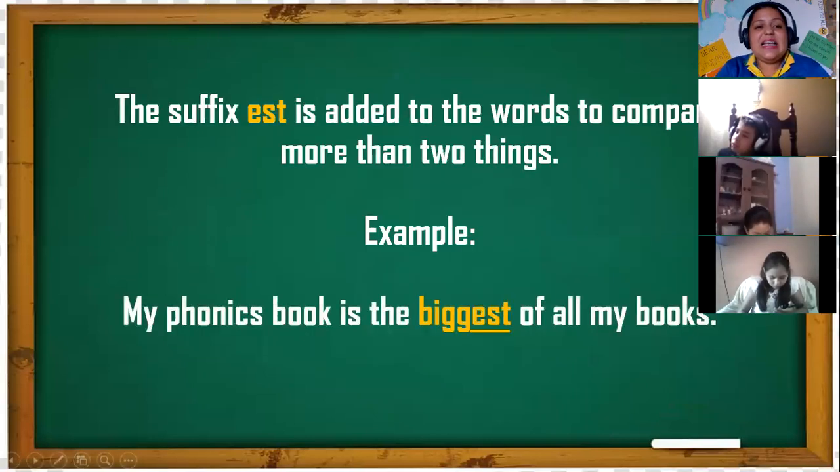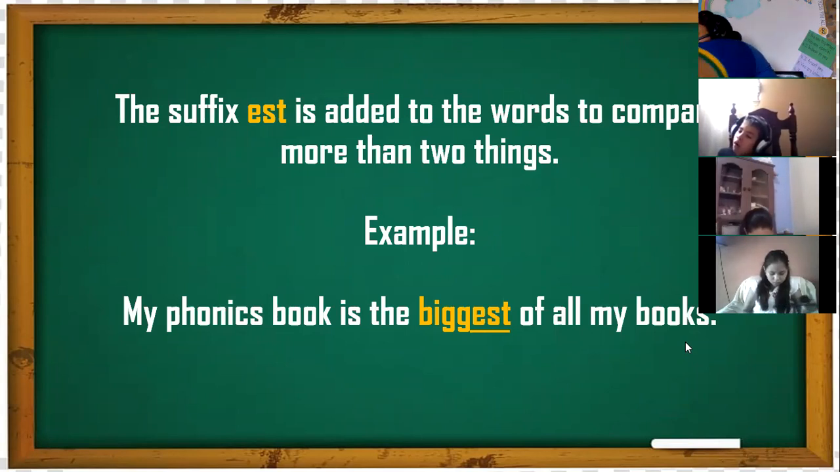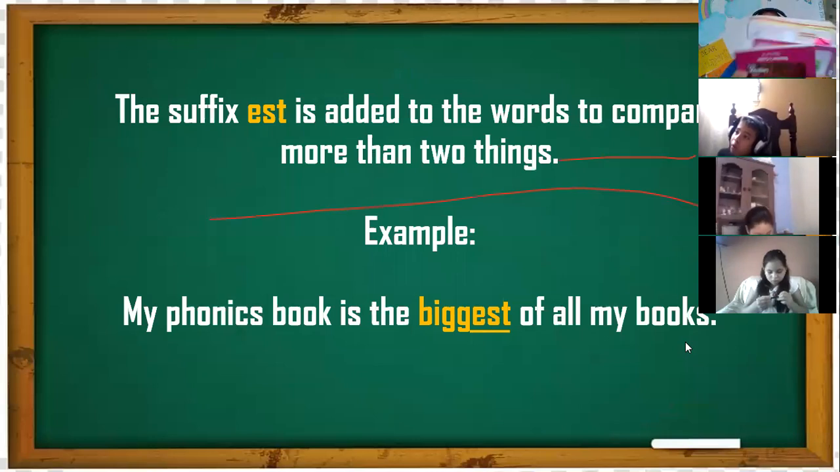And then it says that the suffix EST is added to the words to compare more than two things. That is the example that I gave you about the markers, right? But in this case, it says also, my phonics book is the biggest of all my books. And I am going to show you right here. I have different books over here, and I am going to show them to all of you, okay?